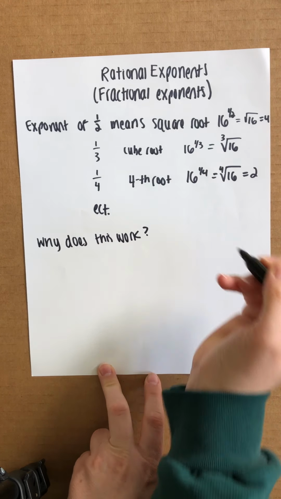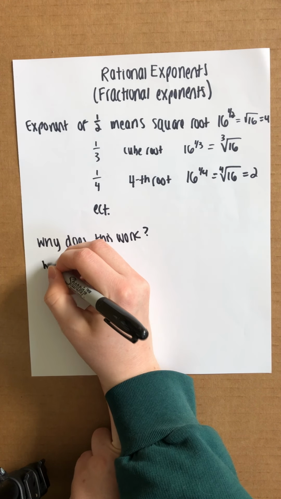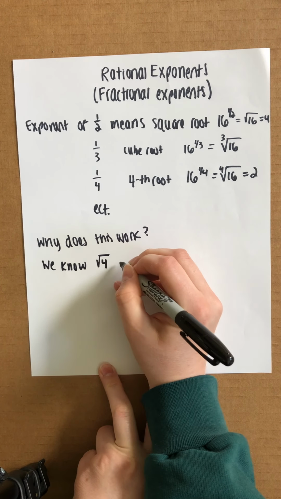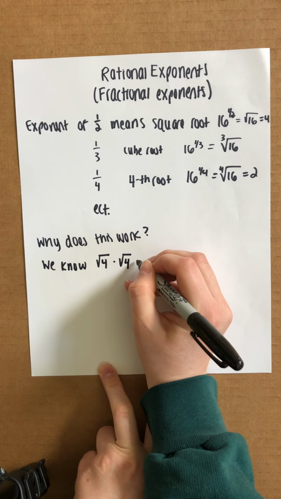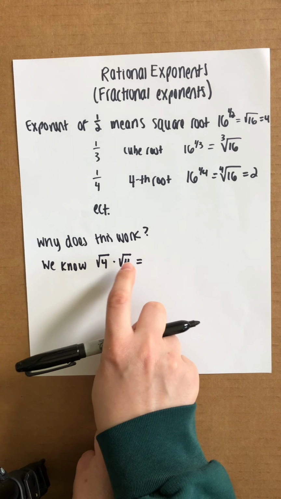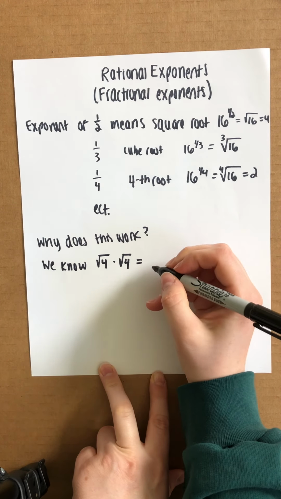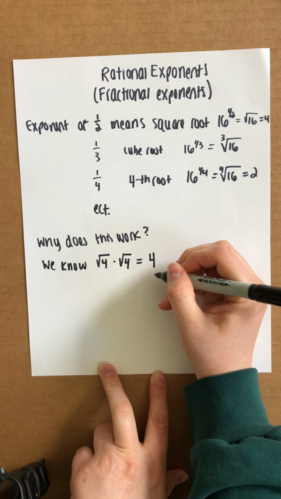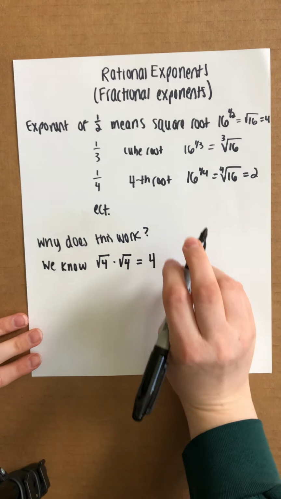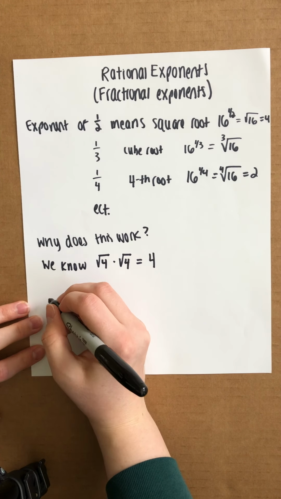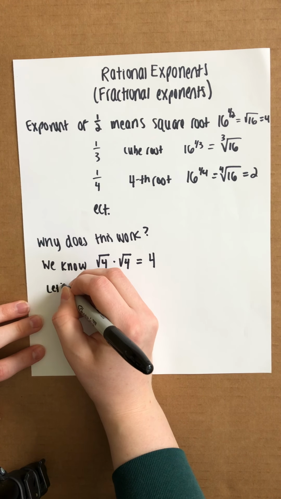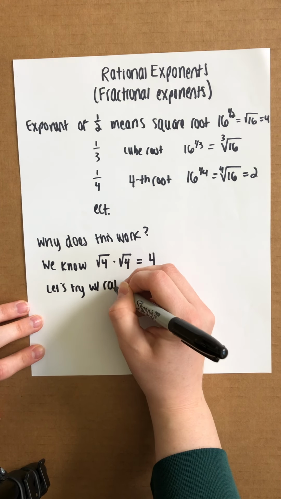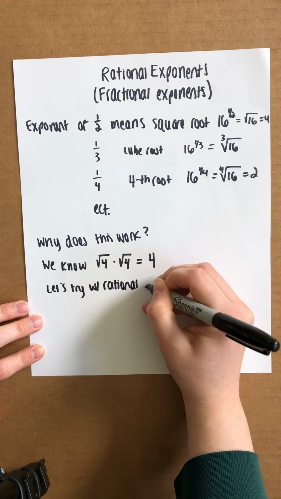So we've looked at this before. We know that if we multiply something like square root 4 by that same exact square root, it just gives us what we had inside that square root, our radicand. So square root 4 times square root 4 equals 4. We want to try using rational exponents though. So let's try with rational exponents.